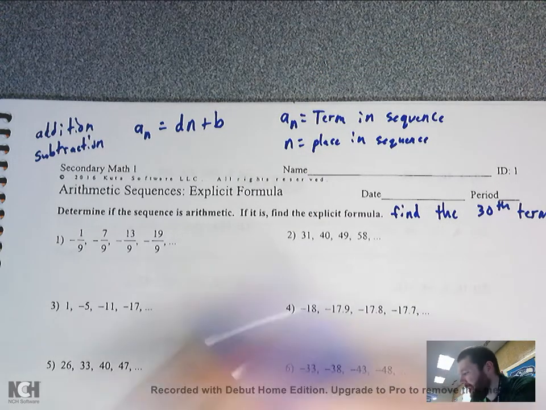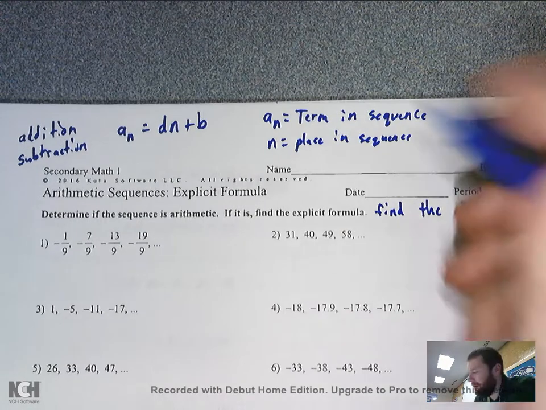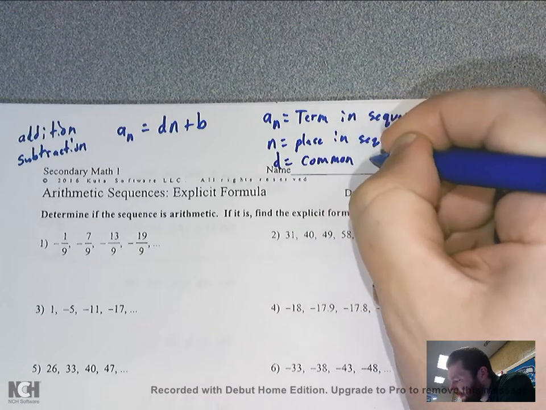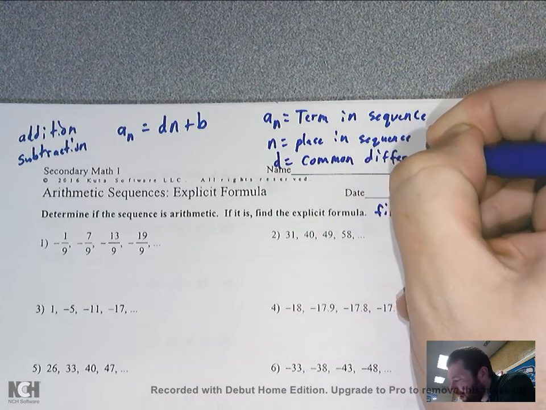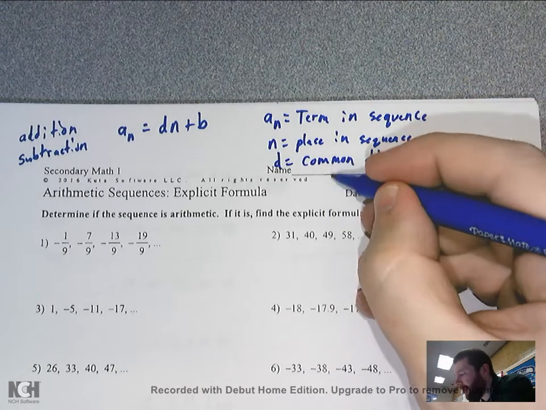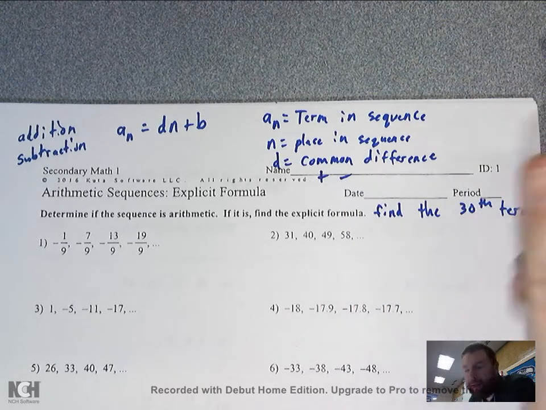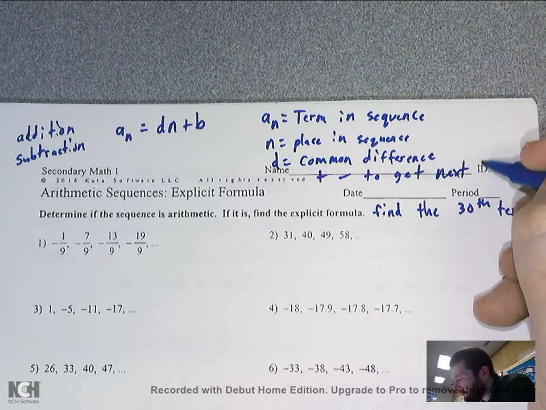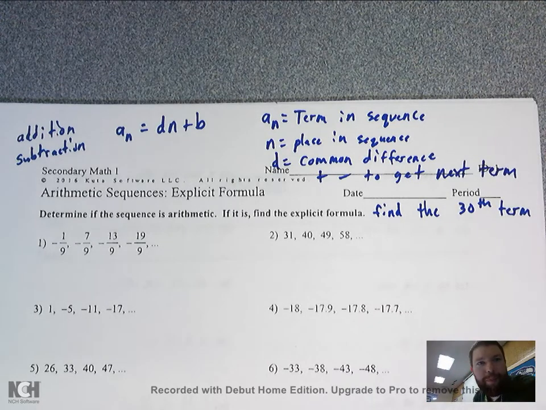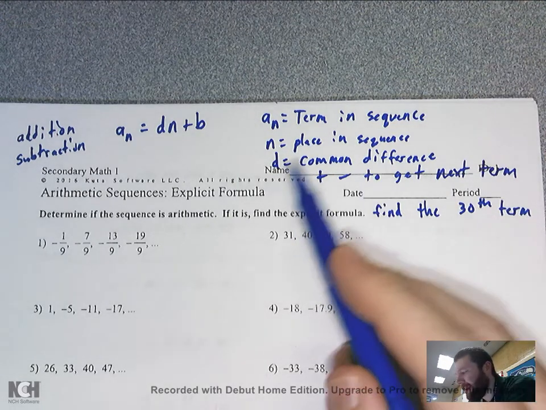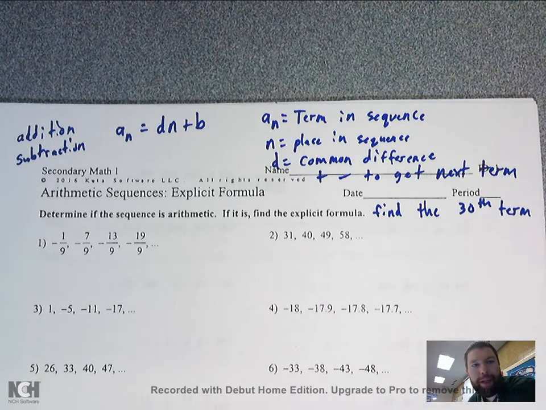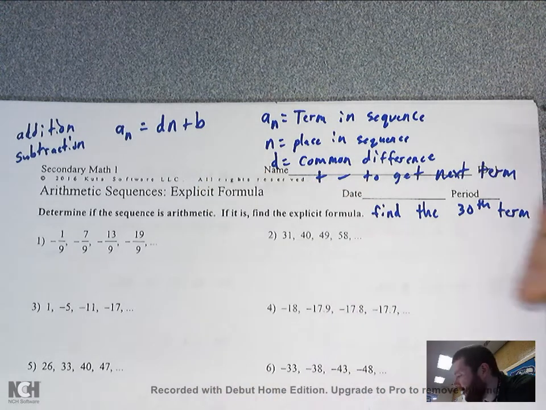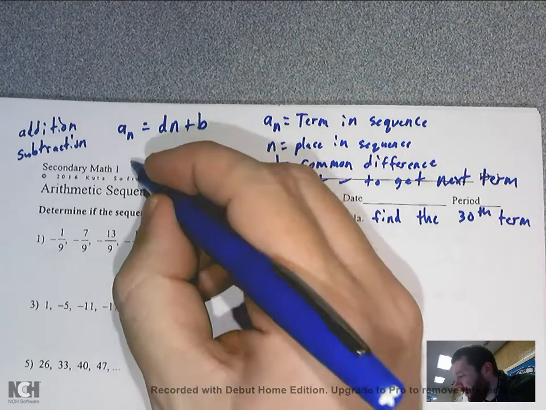Okay, now the d is what we call the common difference. This is the number that you are adding or subtracting by to get the next term. Okay? This is one of the big things we need to find when we're finding a specific term in the sequence.